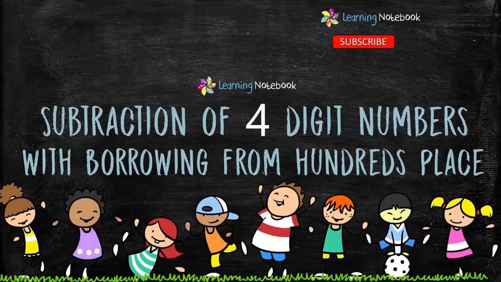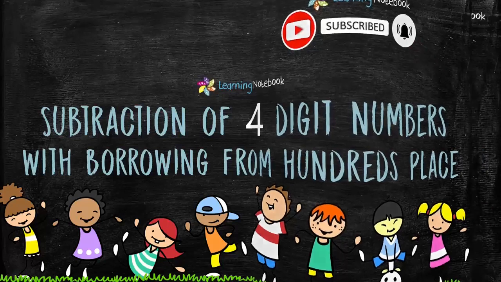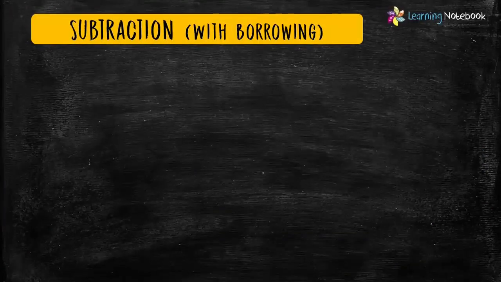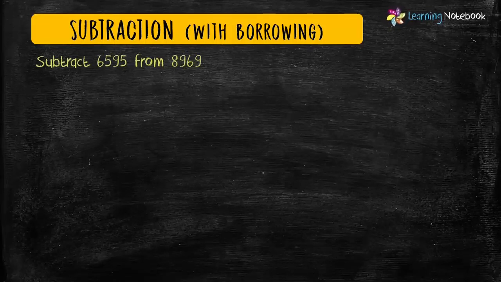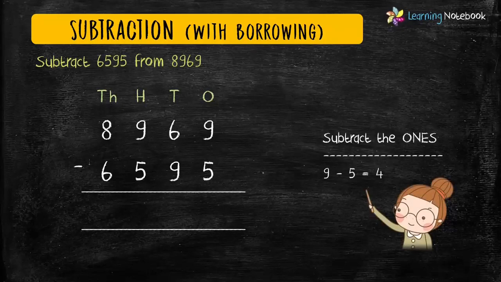Now let's learn subtraction of 4-digit numbers with borrowing from hundreds place. Question is, subtract 6595 from 8969. Let's first write these numbers in columns. Now let's subtract the digits at ones place. 9 minus 5 equals to 4.